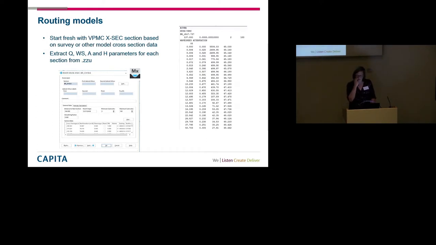This unit is quite useful, as it can be based on survey data or previous model sections. From those sections, the software will create wave speed and attenuation parameters from the cross-section data, and then the generated curves can be taken from the ZZU file once it's been run in boundary mode. You will end up with a text file in the ZZU, which gives you your flow, wave speed, attenuation, and stage.